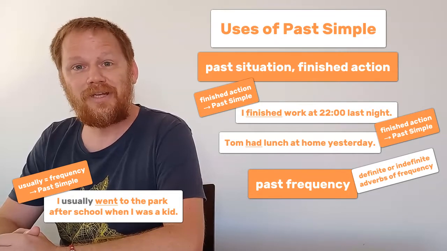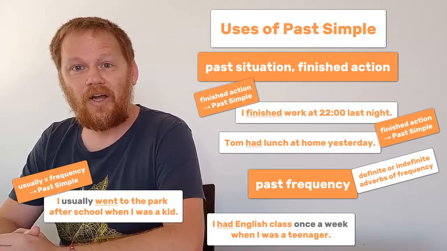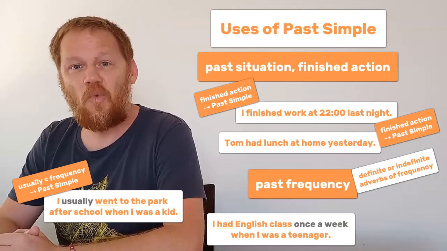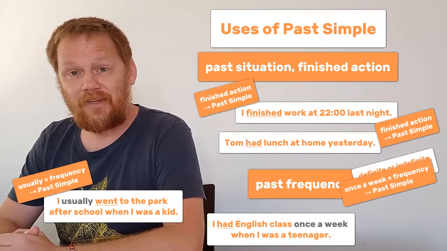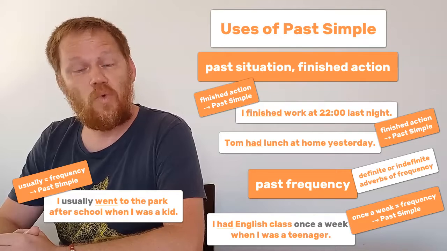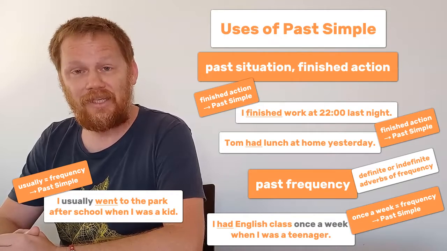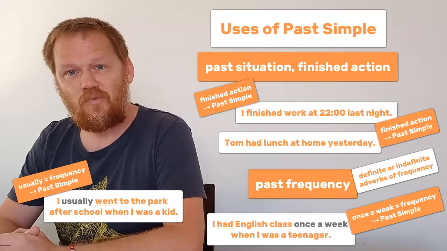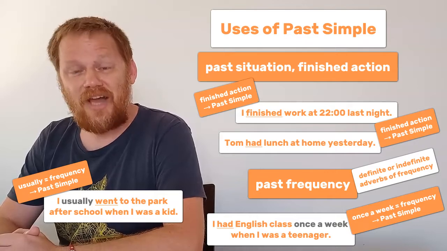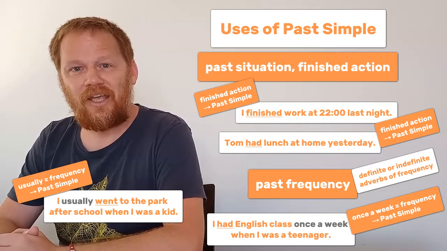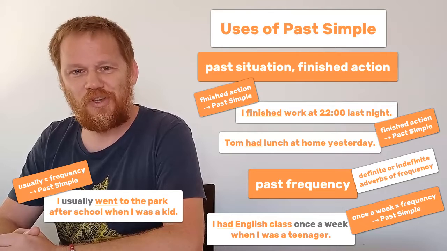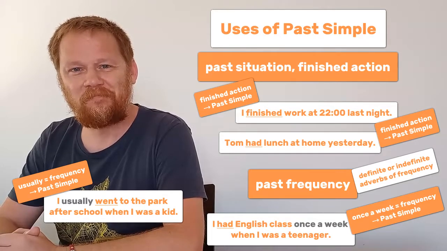Okay, another example. I had English class once a week when I was a teenager. So again, we use a frequency, once a week. Again, it is in the past when I was a teenager, and that's why we use the past simple. I had English class once a week. Okay?